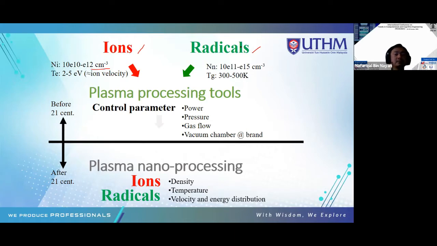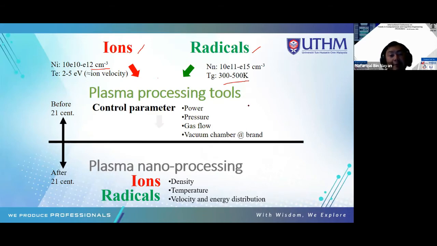The temperature is also mentioned here. Most of the time, the temperature is in the range of 2 to 5 eV for the electron temperature inside the chamber, inside the plasma. And also the gas temperature is in the range of 300 to 500 Kelvin.